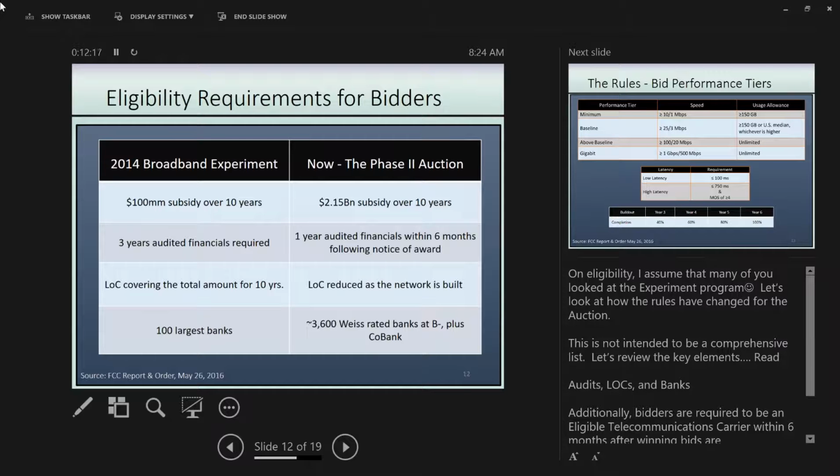As far as drawing on that letter of credit, the rules state that should you fail to meet performance standards in the annual reporting periods, you will be provided a period of time to cure. I believe it's 6 months. And to the extent that you cure the deficiency, you will not have any risk of that letter of credit being taken.